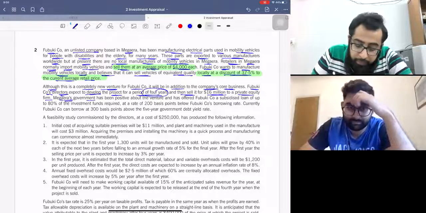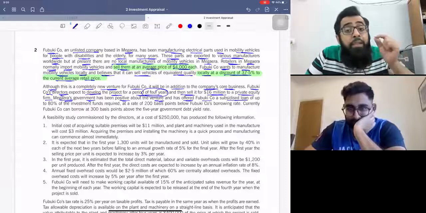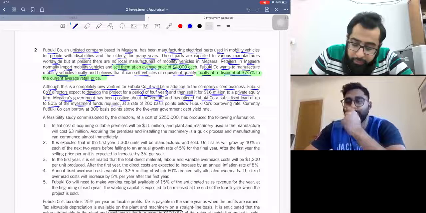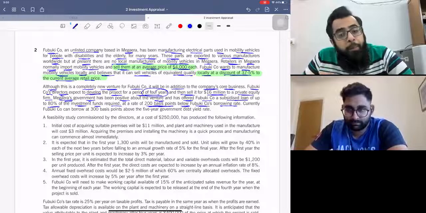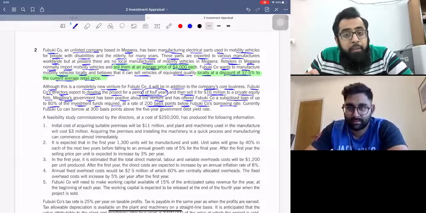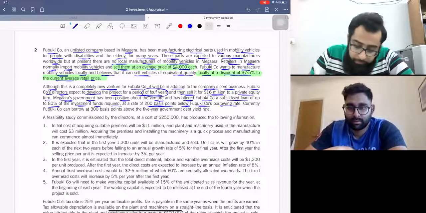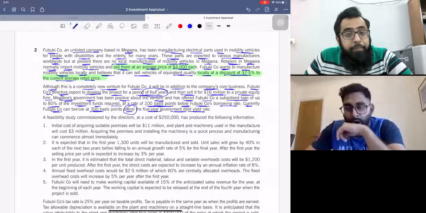Migira's government has been positive about the venture and has offered Fubiki a subsidized loan of up to 80% of the investment funds required at a rate of 200 basis points below Fubiki company's borrowing rate. So we are getting the subsidized loan of 80% of the funds at 200 basis points, meaning 2% below Fubiki company's own rate. Currently, Fubiki company can borrow at 300 basis points above the 5-year government debt yield rate.